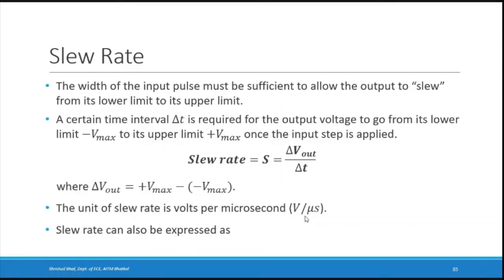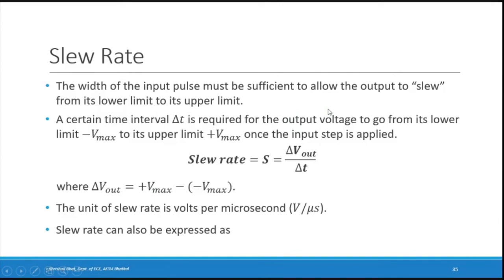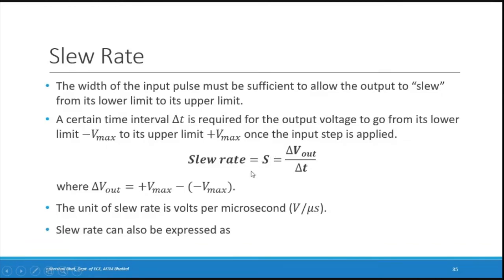The width of the input pulse must be sufficient to allow the output to slew, meaning to change from its lower limit to its upper limit. So the width should be at least this much; otherwise, it cannot completely change from minus Vmax to plus Vmax. A certain time interval delta T is required for the output voltage to slew from its lower limit, minus Vmax, to its upper limit, plus Vmax, once you apply a step input. The rate at which it changes is called slew rate S, indicated as delta V out divided by delta T, where delta V out is Vmax minus minus Vmax, that is, plus Vmax minus of minus Vmax.